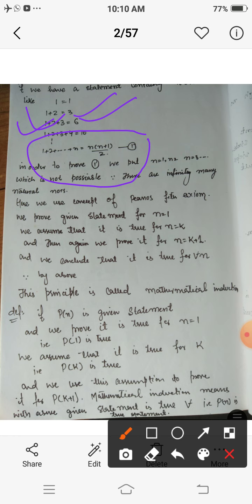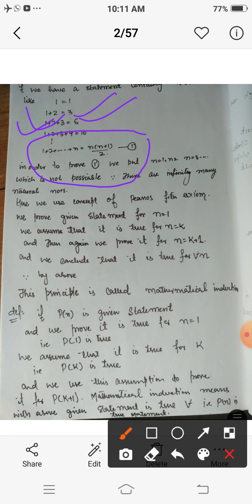Now we have to prove this statement, that the sum of the first n numbers is n(n+1)/2. We cannot prove this statement for each and every n, because there are infinitely many n's, or the set of natural numbers is infinite. So we have to prove it with a fixed method which contains finite steps, because proof means to conclude the result within finite steps.